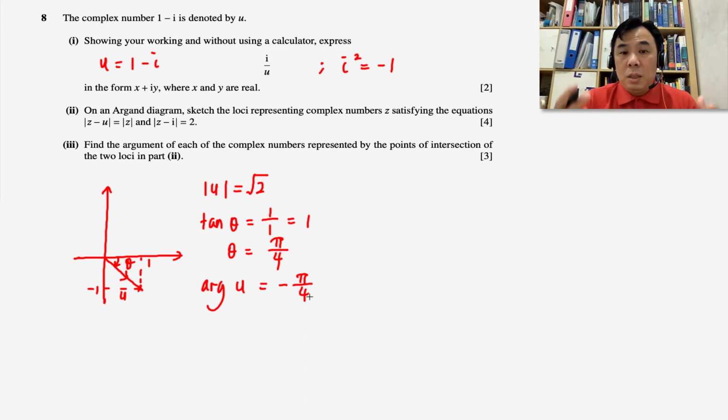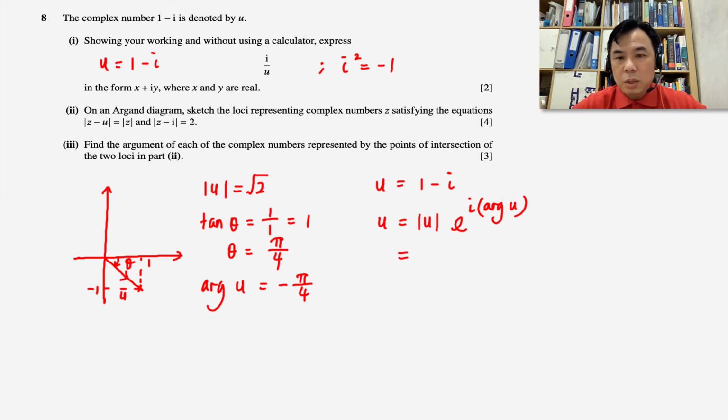Now, why do we need this? We need this so that we can describe u in its Euler form. Now we know that its rectangular form is this. Its Euler form is written as r, the magnitude, e to the i, the argument of u. That is the general format for any complex number in the Euler form. Now the magnitude of u is root 2, e to the i, and then the argument, we know the argument is negative pi over 4. And then there you have it. You can leave it as it is. That is our u in Euler form.